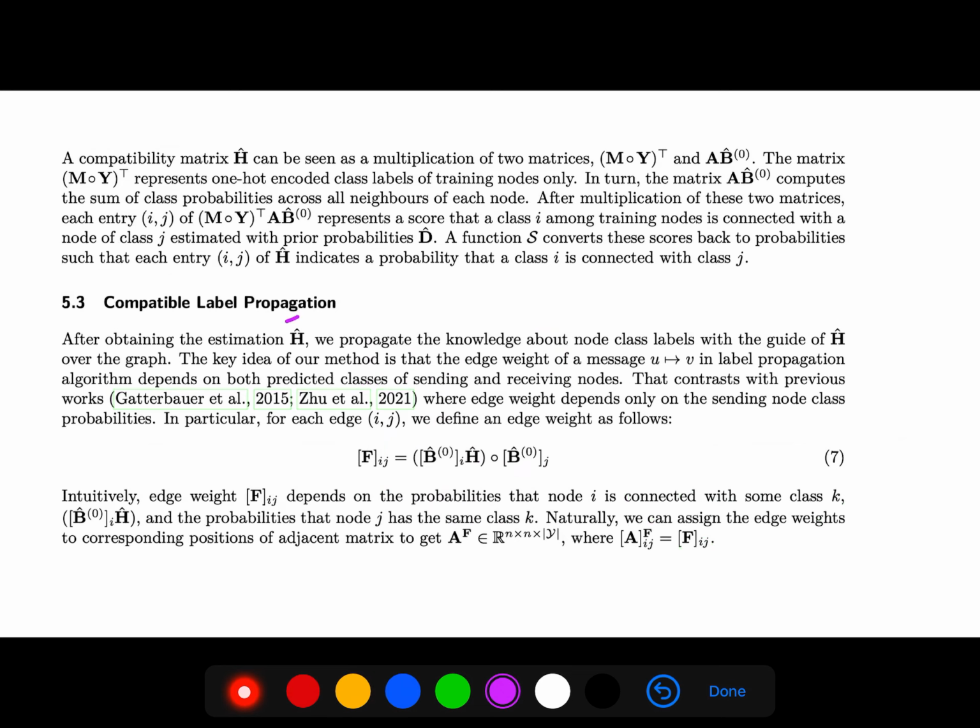After obtaining this estimation H hat, it propagates the knowledge about node class labels with the guide of H hat over the graph. The key idea is that the edge weight of the message when we go from U to V in the label propagation algorithm depends on both predicted classes of sending and receiving nodes. That contrasts with the previous works where edge weights depend only on the sending node class probabilities. So for each edge, we define an edge weight like this, which depends on the probabilities that node I is connected with some class K.